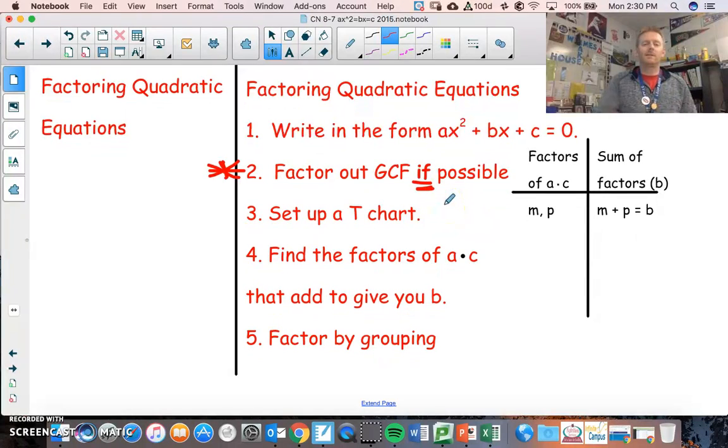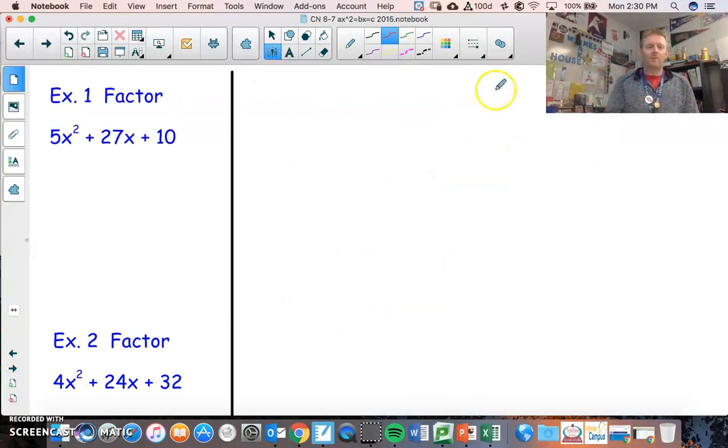Step 3 is to set up the t-chart. Now, the difference with this t-chart is that we're not looking for what multiplies to make the last one and adds to make the middle. We're looking at A times C. So what are the things that multiply to make A times C? So the factors of AC, and what adds to make B. So it's a little bit different. Then that's step 4. And then step 5 is to factor by grouping. So there will be 4 terms for us to make this happen. All right. So let's do our first example.